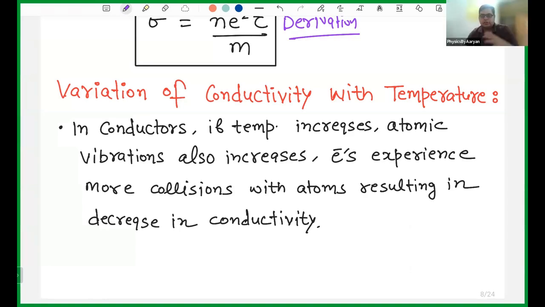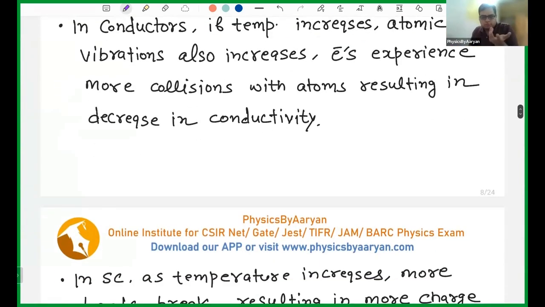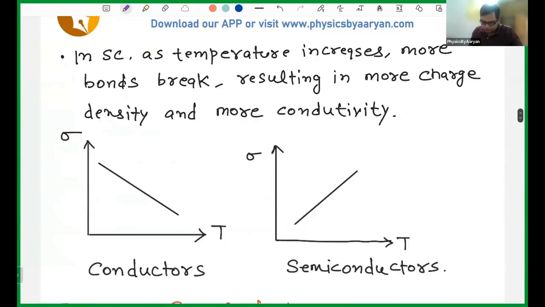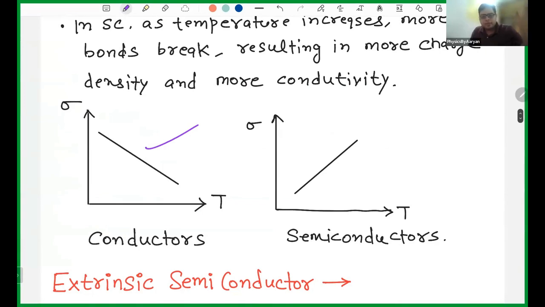Why? Because in conductors, what is happening? There are already many free electrons. We don't need any more free electrons. Once you increase the temperature of conductors, vibrations start happening. Atoms start to vibrate, so the number of collisions also increases. If the number of collisions is increasing, the resistance will increase. So in conductors, it is very basic theory that as you increase temperature, vibrations will increase, as a result collisions will increase, as a result resistance will increase, and your conductivity is decreasing. So for conductors, you can clearly see that conductivity is decreasing with temperature.